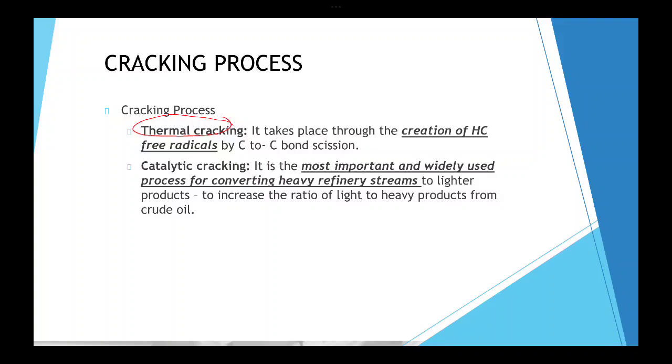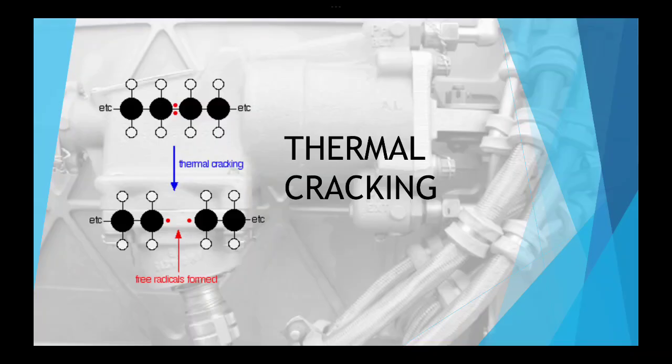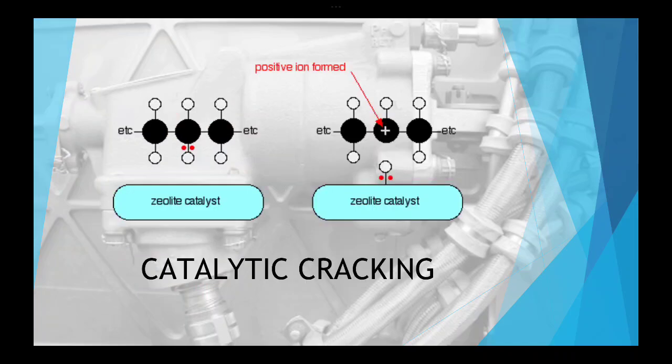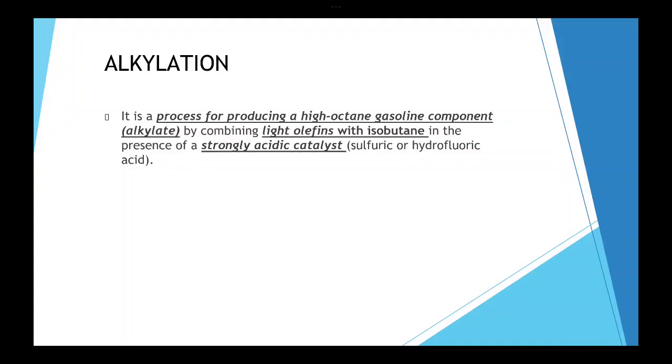And catalytic cracking is the most important and widely used process for converting heavy refinery streams to light products. Okay, so thermal cracking is just like this. You'll be breaking this into two equal parts. The carbon-carbon bond is being split into two. Then we do have here the catalytic cracking. Your zeolite catalyst will get those free radicals.